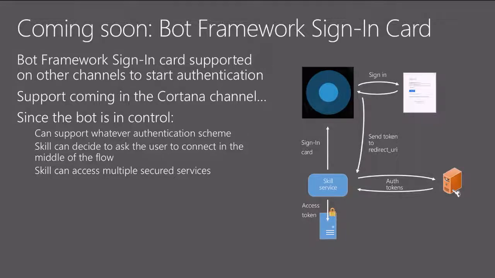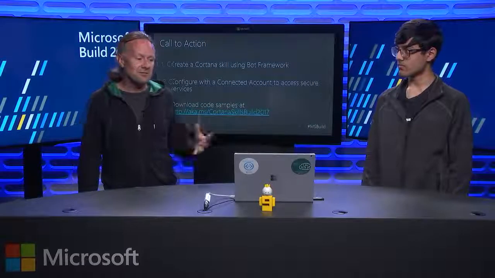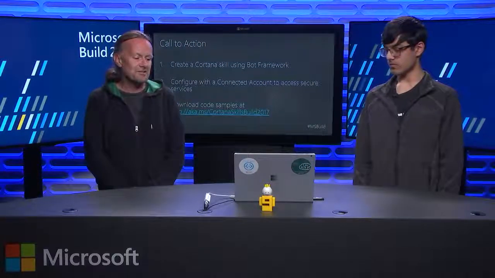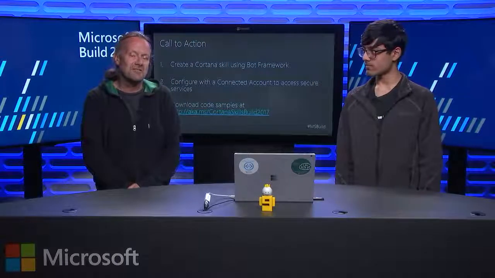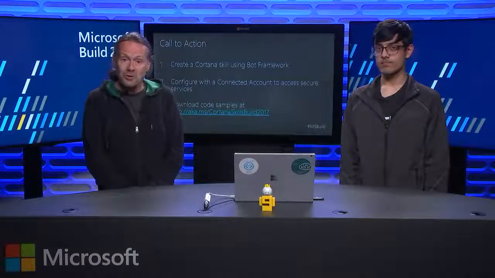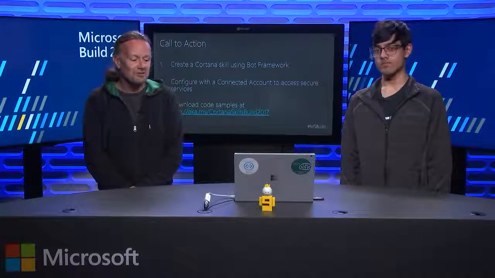All right, so that's the story where we are today with Cortana skills and connected accounts. So the call to action for you guys is to create a Cortana skill using the bot framework. To have a play with configuring connected accounts to access secure services. The samples that Nafis showed you there, if you can go to aka.ms Cortana Skills Build 2017, samples from the sessions at Build 2017 are located there, so you'll be able to pull that down and use them as models for your own solutions.